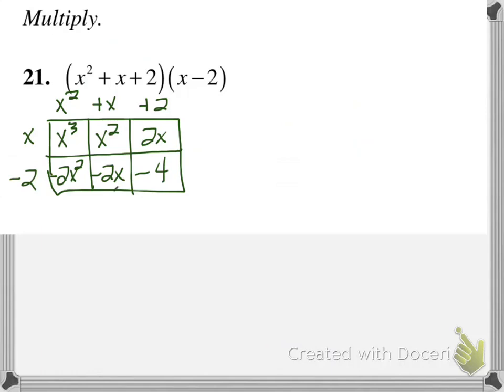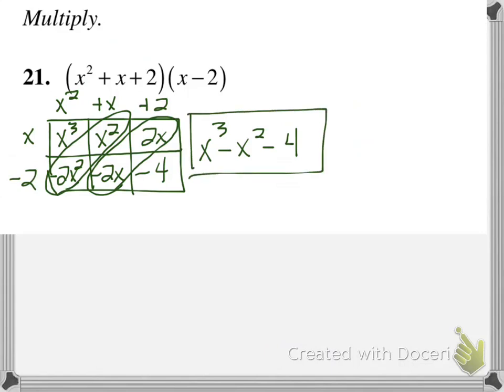Now combine my like terms. You can see they fall on the diagonal. And I have, it looks like, x cubed. I have minus 2x squared plus 1x squared, so it would be minus x squared. Negative 2x plus 2x, those zero out. But I still have a minus 4.